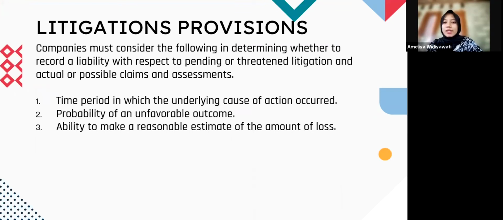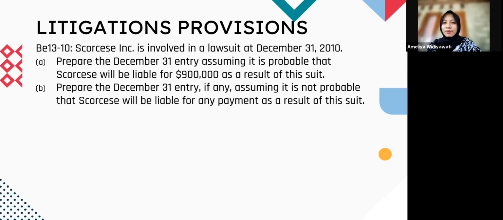Okay, litigation provisions. Companies must consider the following in determining whether to record a liability with respect to pending or threatened litigation and actual or possible claims and assessment. Number 1, time period in which the underlying cause of action occurred. Number 2, probability of an unfavorable outcome. 3, ability to make a reasonable estimate of the amount of loss.